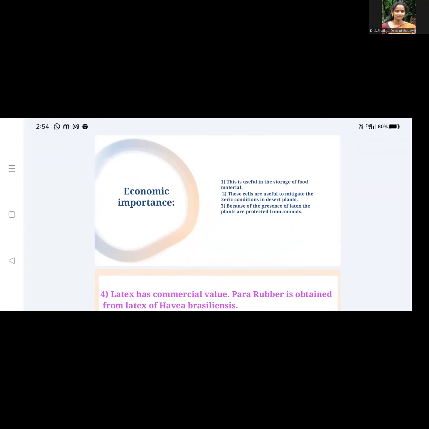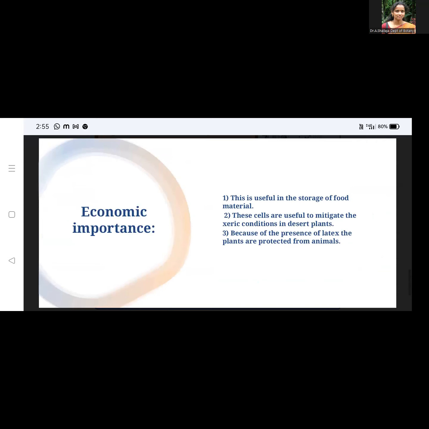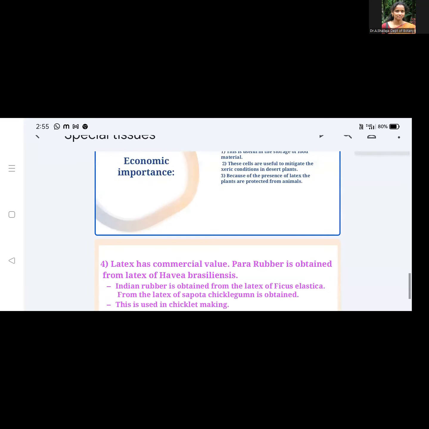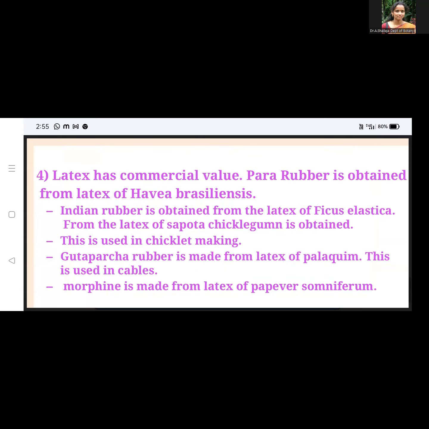So what is the economic importance? This is useful in the storage of food material. These cells are useful to mitigate xeric conditions in desert plants. Because of the presence of latex, plants are protected from animals. Commercial value: Para rubber is obtained from the latex of Hevea brasiliensis, which is very, very important. Indian rubber is obtained from the latex of Ficus elastica, and from the latex of sapota, chicle gum is obtained. These are very important. Latex of sapota is used for chicle gum preparation.